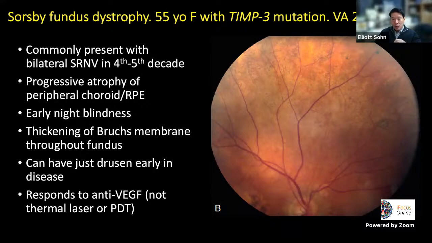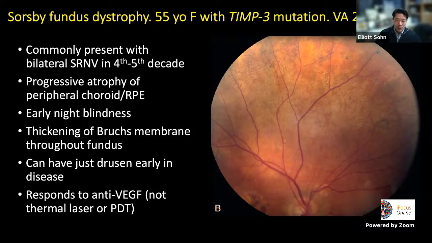So here's a patient with Sorsby fundus dystrophy due to a TIMP3 mutation. Vision is relatively good, 20/25. I'm showing you the periphery first because it's interesting how these patients can have some changes out in the periphery and not just in the macula. But the very common feature for these disorders, and they'll often present with bilateral neovascular membranes in the 4th to 5th decade of life.